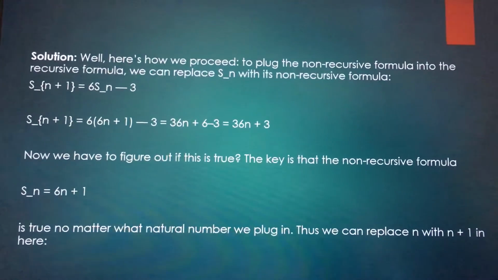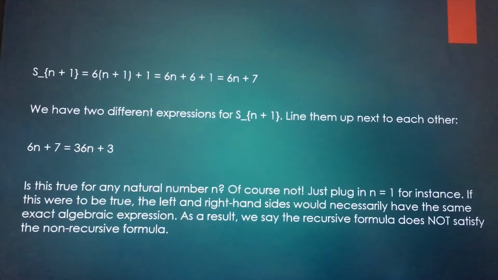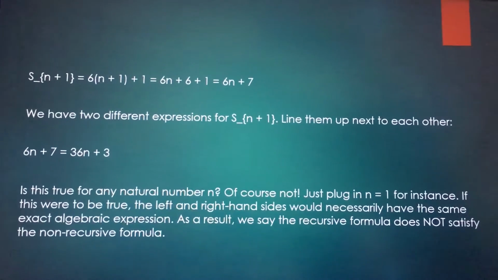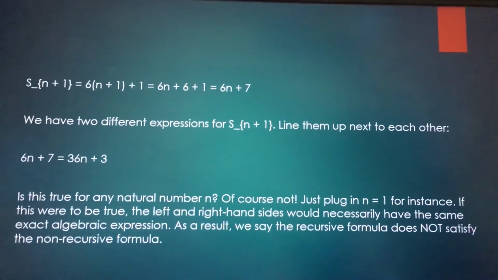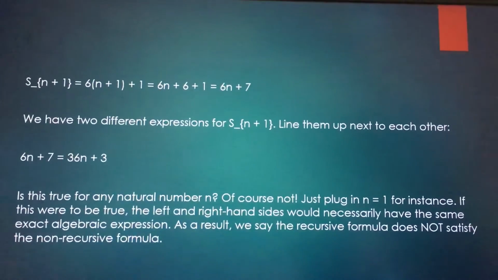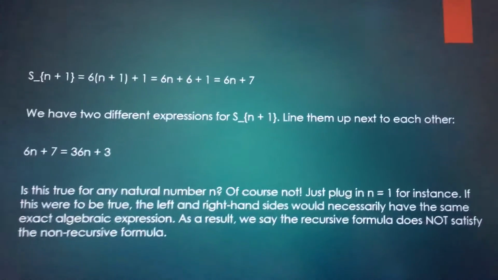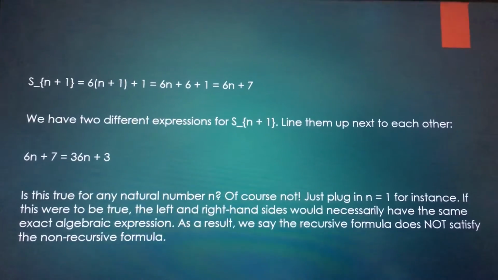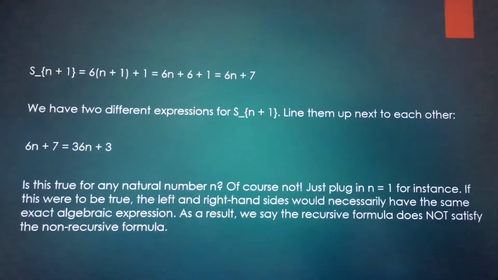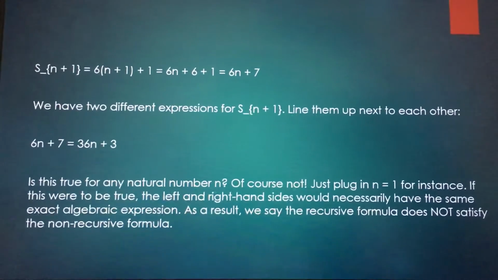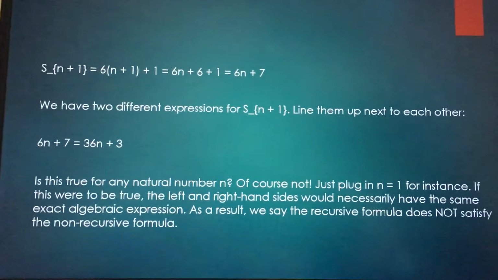Thus we can replace n with n plus 1 in here. s_(n+1) equals 6(n plus 1) plus 1, which equals 6n plus 6 plus 1, which equals 6n plus 7. We have two different expressions for s_(n+1). Line them up next to each other: 6n plus 7 equals 36n plus 3. Is this true for any natural number? Of course not. Just plug in n equals 1, for instance.